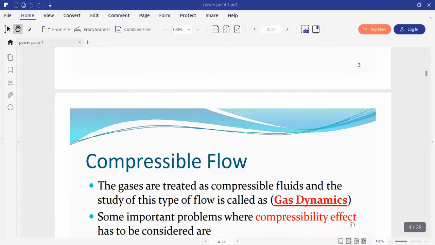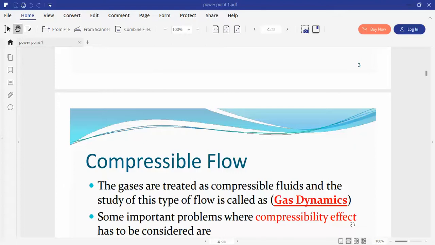The gases are treated as compressible fluid, and the study of this type of flow is called gas dynamics. So this branch of science in mechanical engineering is called gas dynamics. The study of compressible fluids is called gas dynamics.